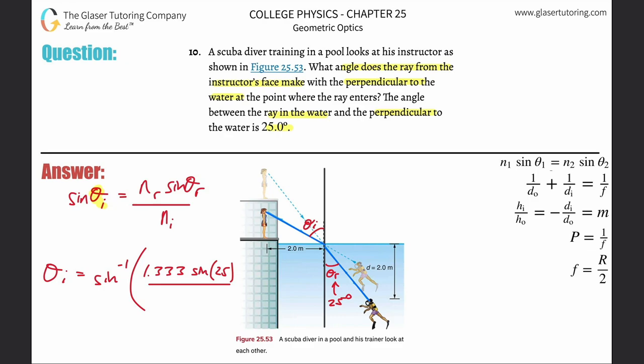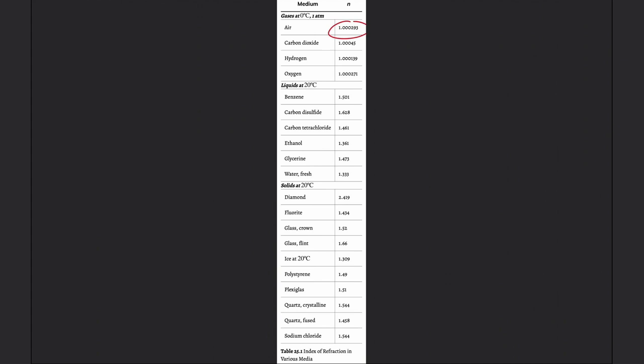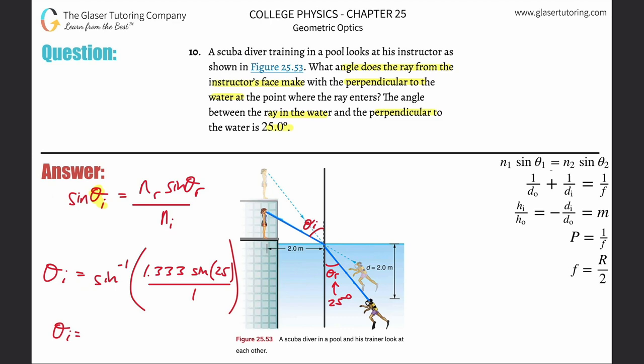Now, air turns out to be very, very close to 1. It's not going to change much, so I'm just going to plug in 1. If you want to plug in the more exact value, be my guest.